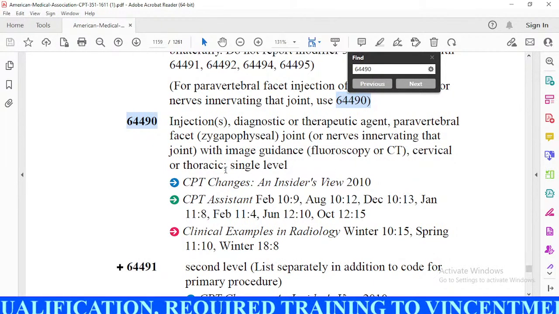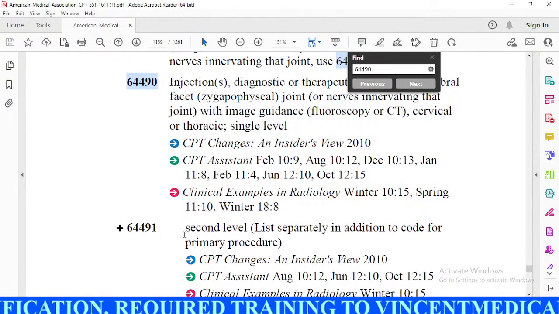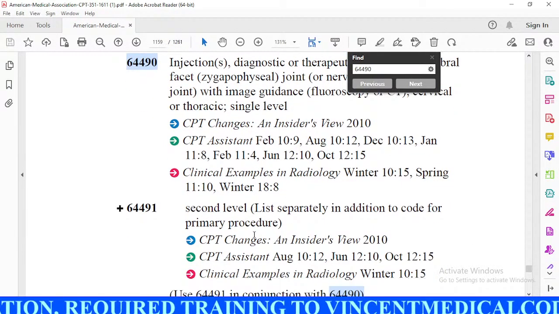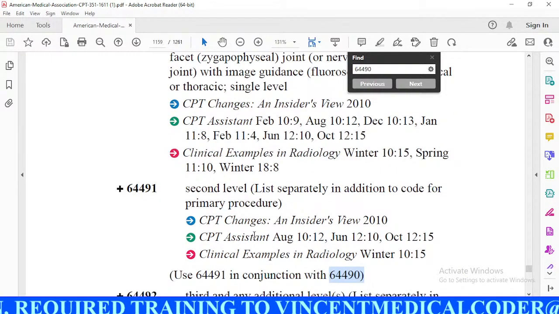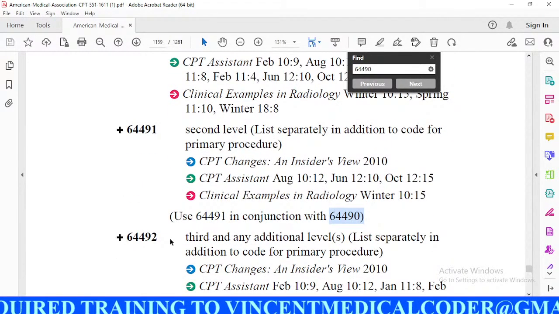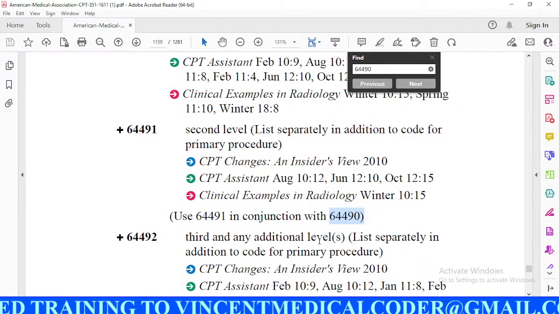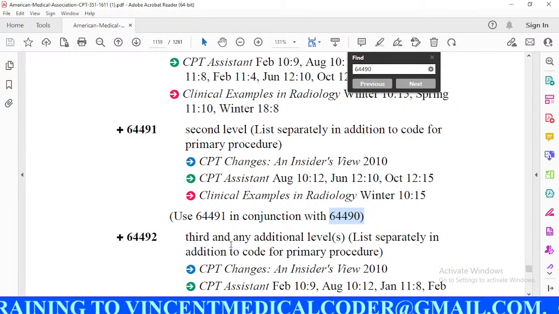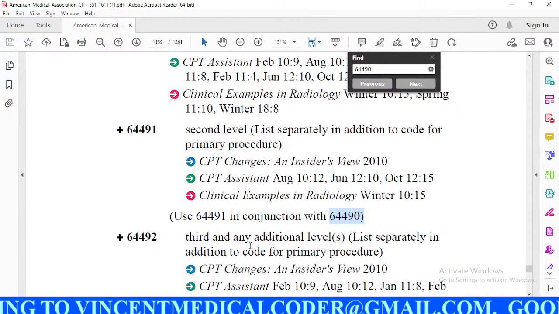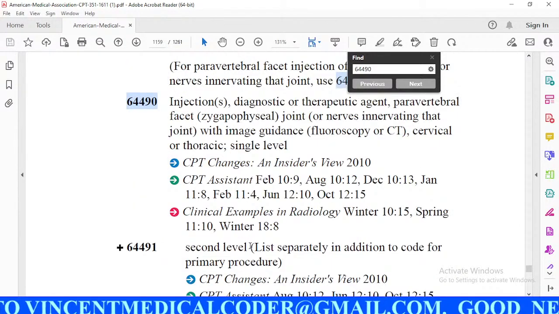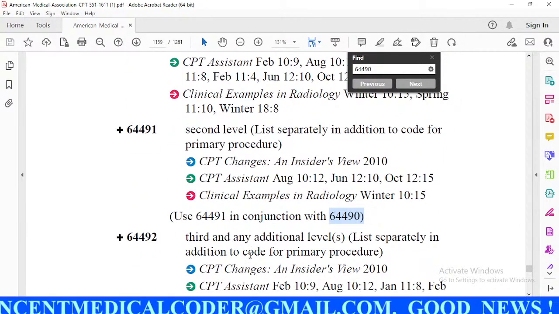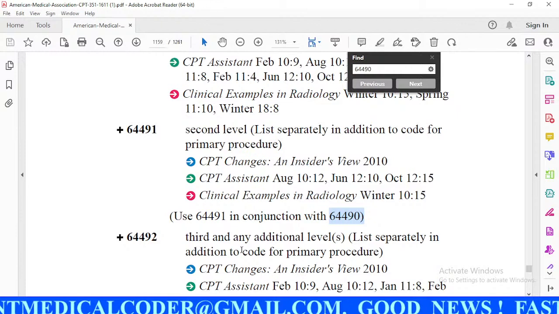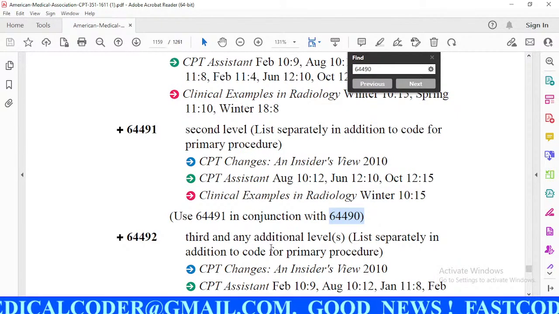See here, cervical or thoracic. 64491 is for the second level. Also, we have the remaining 2 levels. So 64492 is for the third and any additional level. So even if it is 10 levels, we need to code the same: 64490, 64491, 64492. Third or any additional level.